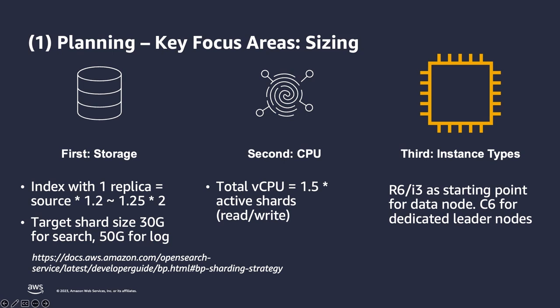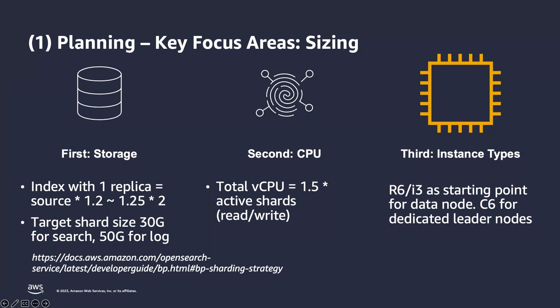The numbers for guiding the sizing of the number of shards is that each shard will address 30 gig worth of index data in the search use case and 50 gig worth of index data in the log analytics use case. So if you have 100 gig of logs, typically you will need 2 shards. And if you have 60 gig worth of search index, then you will need 2 shards as well.